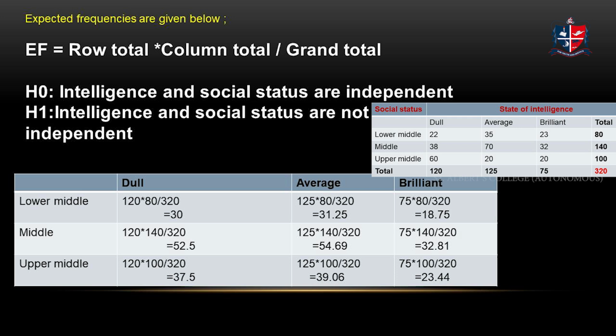120 into 80 divided by 320, that is equal to 30. That means column total into row total divided by grand total. So we will get 30 as the expected frequency of this cell.